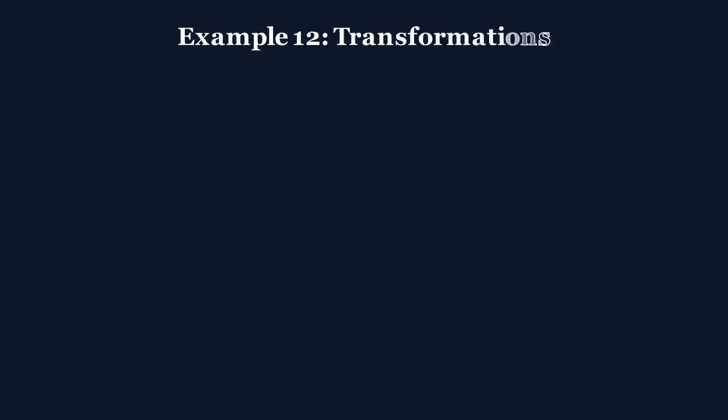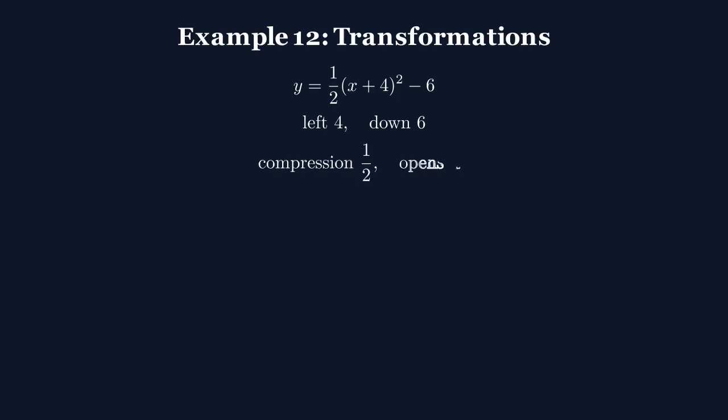Example 12. For y equals 1/2 times (x plus 4) squared minus 6, state the transformations. The graph moves left 4 and down 6. Because it is 1/2, it opens up and is vertically compressed by a factor of 1/2. The vertex is (-4, -6).